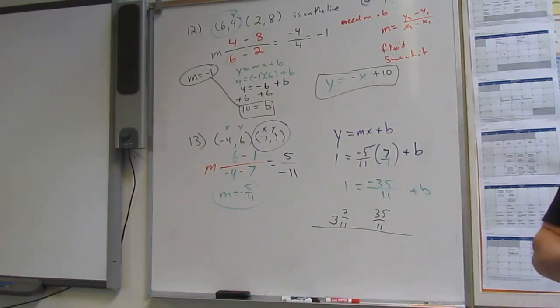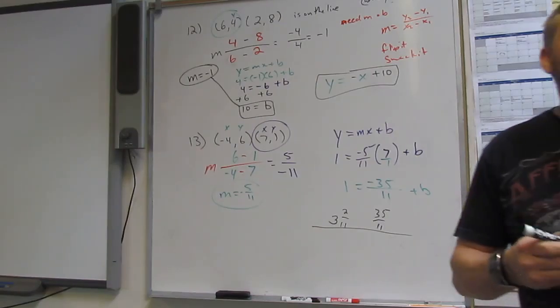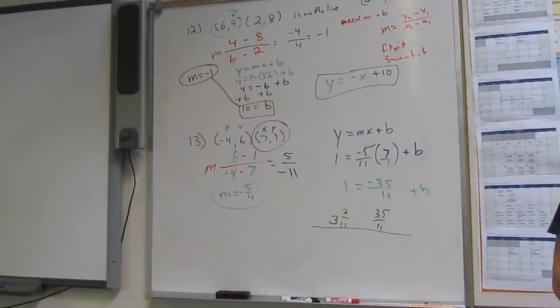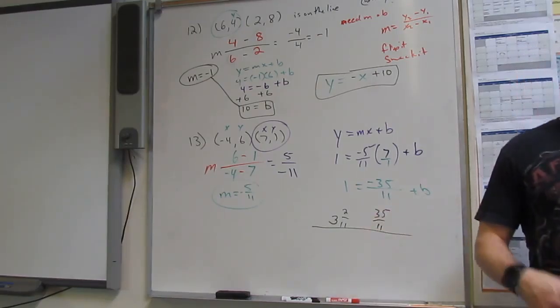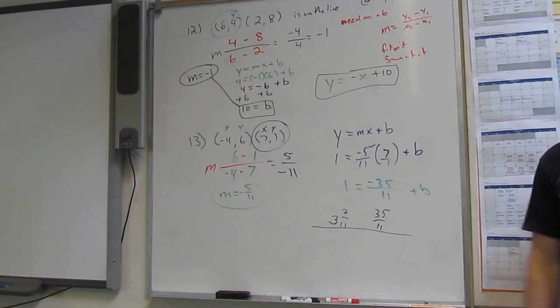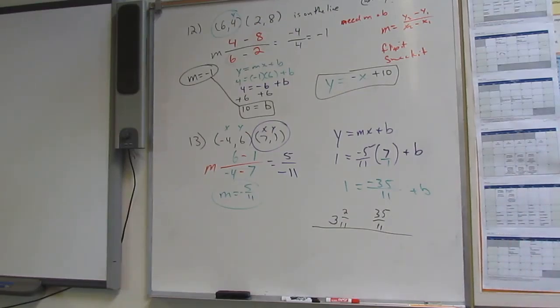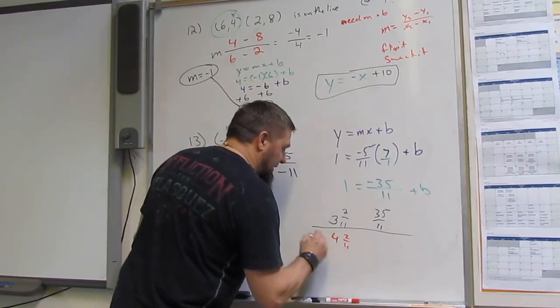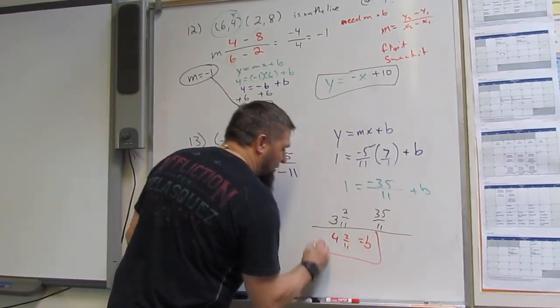Okay? Think of it like this. If I had 3 and 1/2 and I added 1 to it, how much would I have? 4 and 1/2. Yeah. So if I have 3 and 2 11ths and I added 1 to it, how much would I have? 4 and 2 11ths. That's it. Don't be scared of it. It's really easy. 1 and 3 is 4, and 2 11ths. That is b.